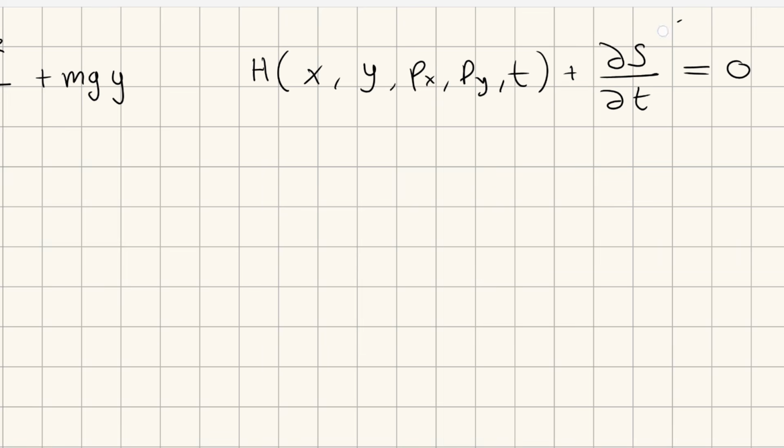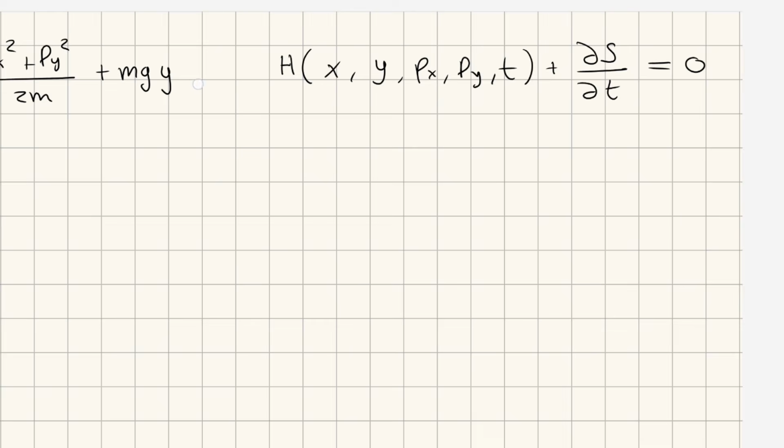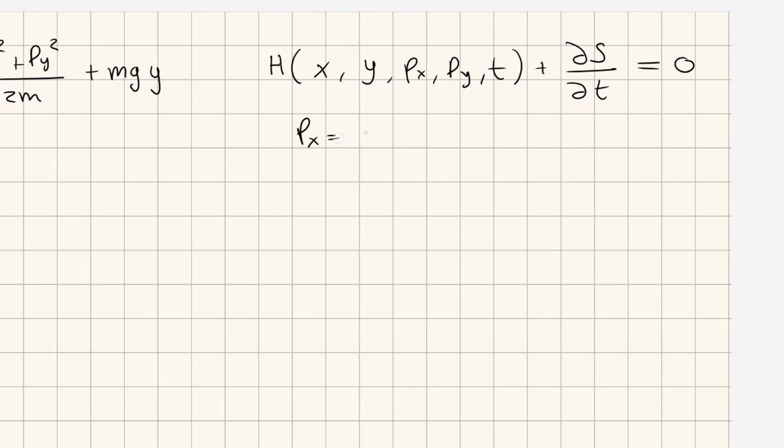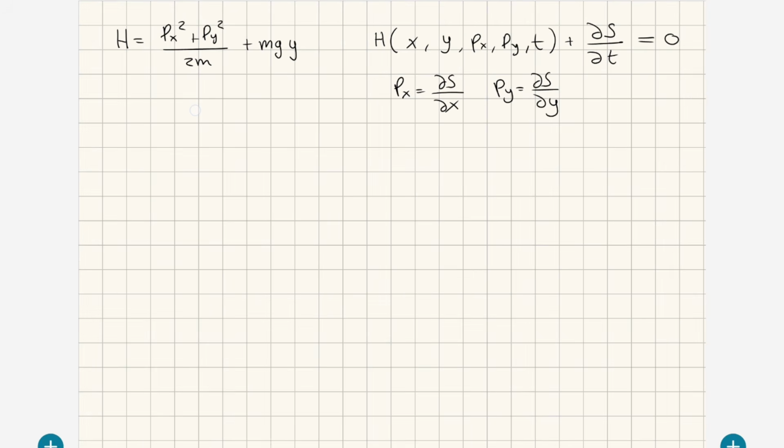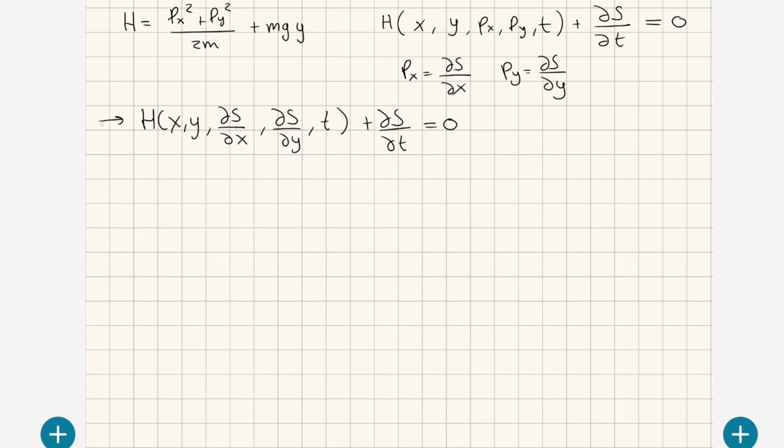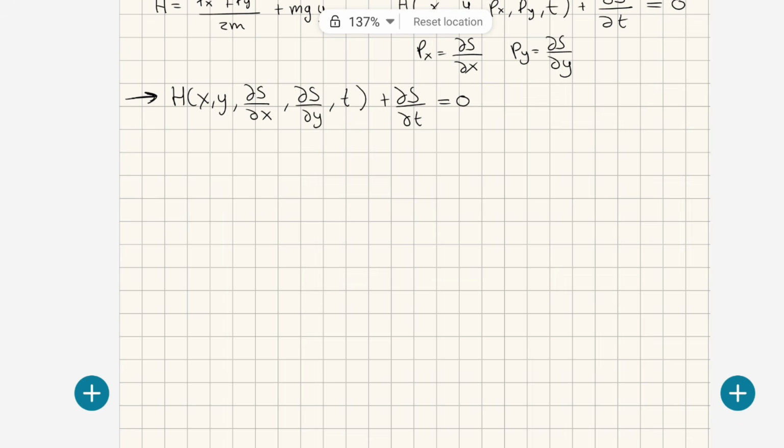Perfect. So looking that we have two conjugate momenta, we need to write them in terms of the partial derivative of this function S with respect to the generalized coordinates. Of course, in this case, we know that px is equal to the partial of S with respect to x, and py is equal to the partial of S with respect to y. So that means that the Hamilton-Jacobi equation takes the form H of x, y, the partial of S with respect to x, the partial of S with respect to y, and the time, plus the partial of S with respect to time equals 0. So that will be the Hamilton-Jacobi equation for a particle that is under a uniform gravitational field.